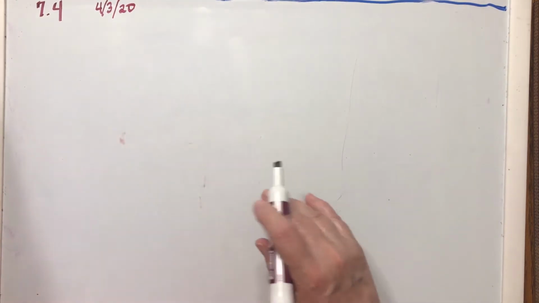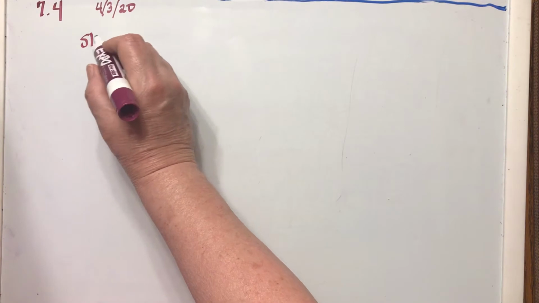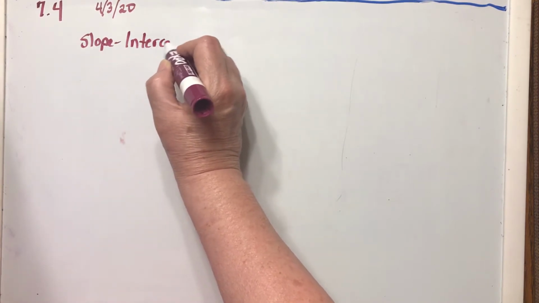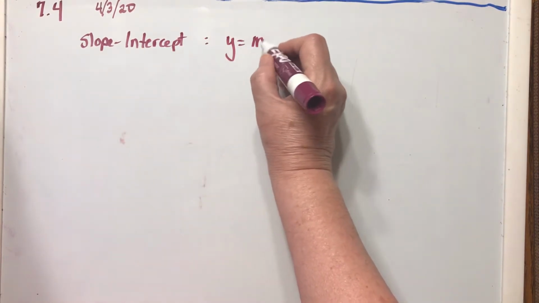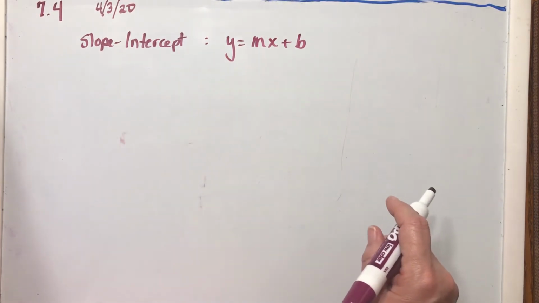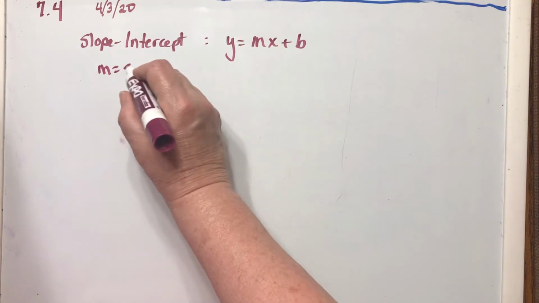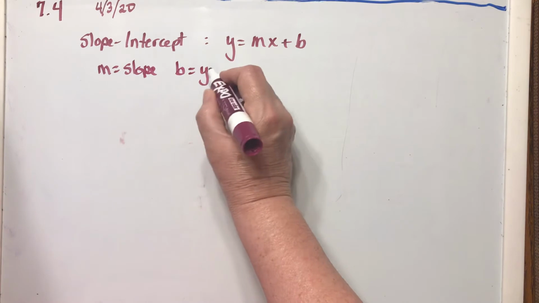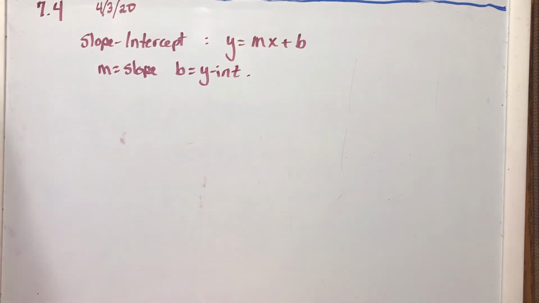All right, so we're looking at the slope-intercept form of an equation. The slope-intercept form of an equation is y equals mx plus b. It's the most recognized form of the equation of a line, where m is the slope of the line and b is the y-intercept of the line. It's where the line would cross the y-axis.